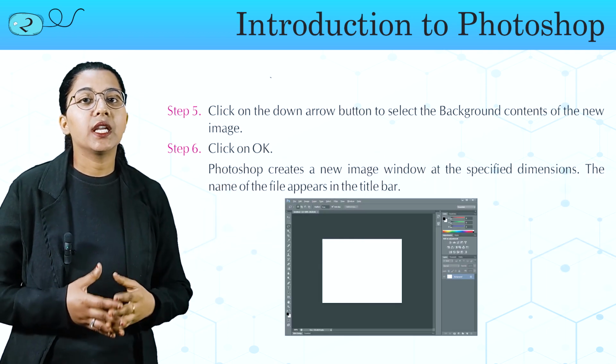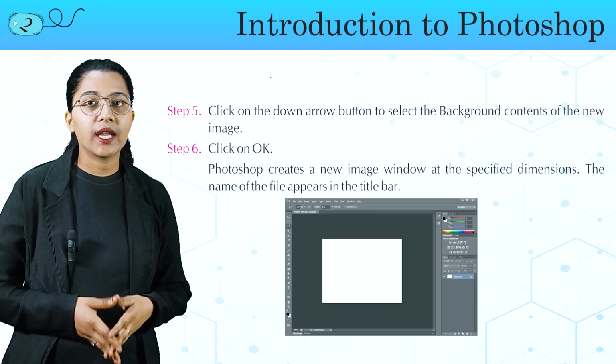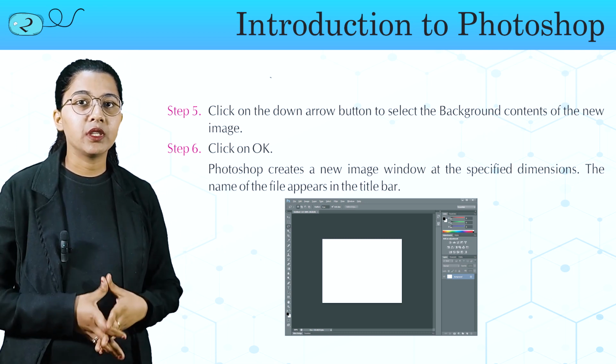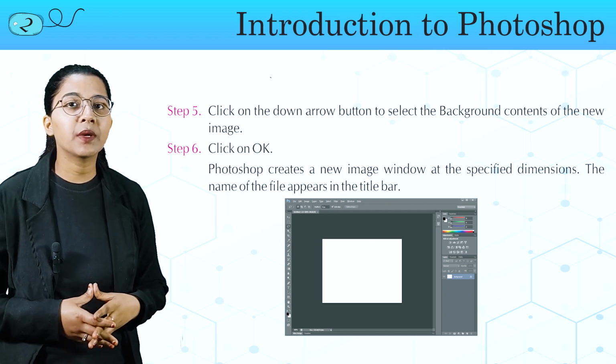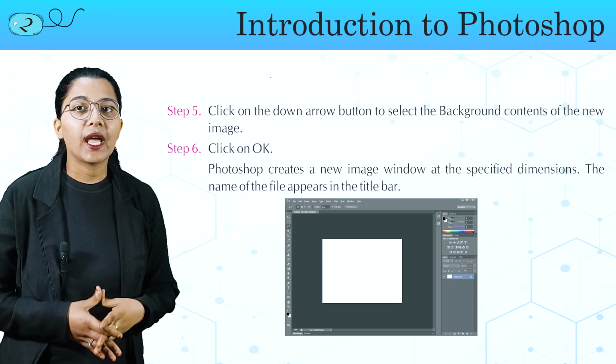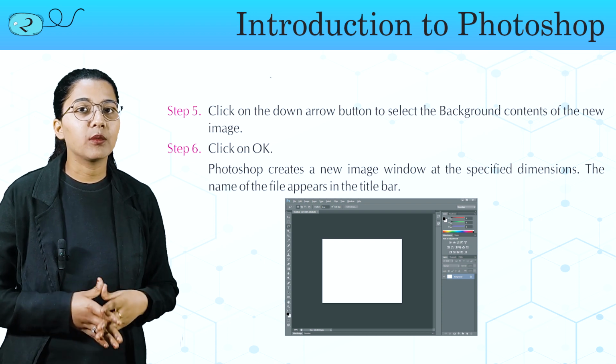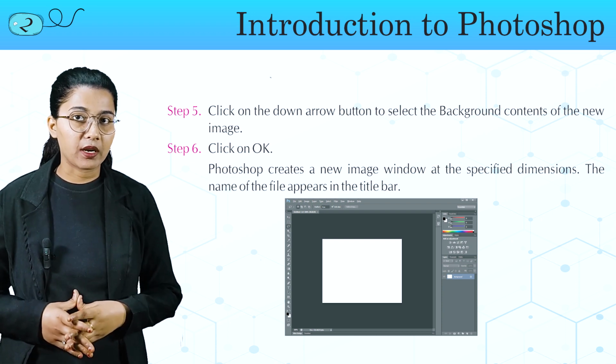Step 5, click on the down arrow button to select the background content of the new image. Step 6, click on OK. Photoshop creates a new image window at the specified dimension. The name of the file appears in the title bar.